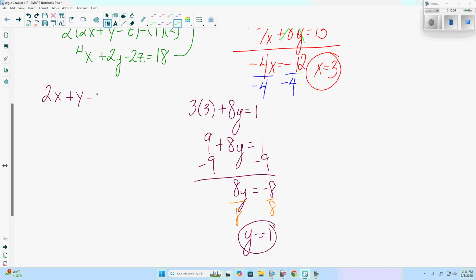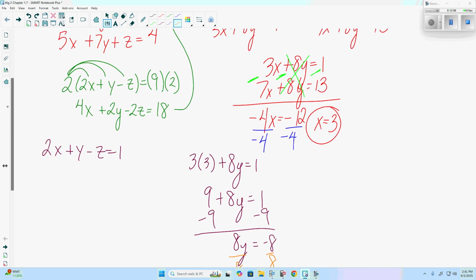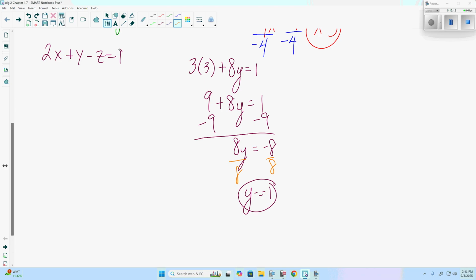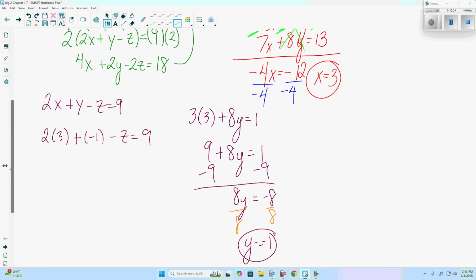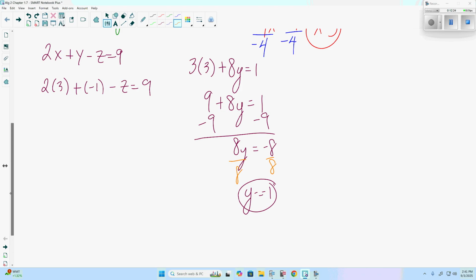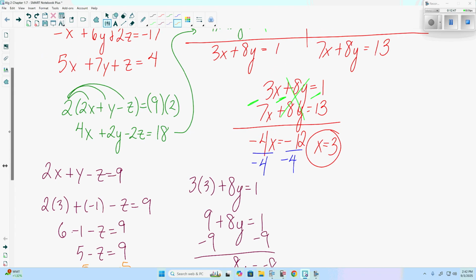2x plus y minus z is equal to 9. Make sure I get this right. So we'd have 2 times 3 plus negative 1 minus z equals 9. 2 times 3 is 6. Or plus negative 1 is just going to be minus 1 minus z is 9. 6 minus 1 is 5. To get z by itself, we would minus 5 from both sides, telling us negative z is equal to 4.